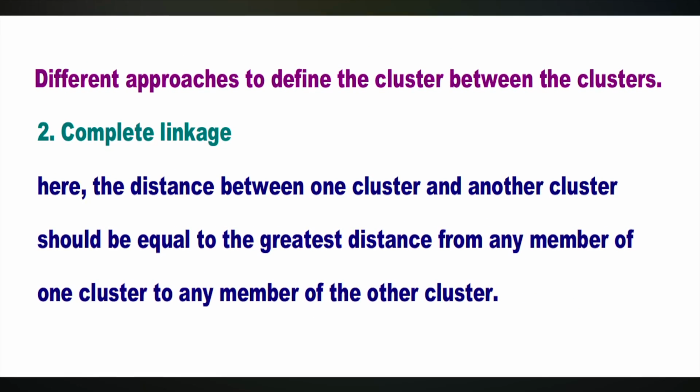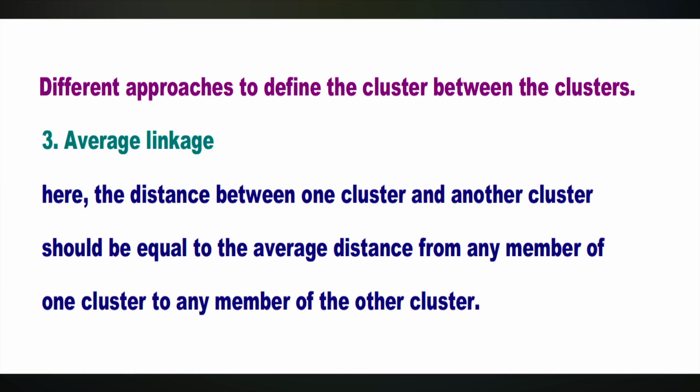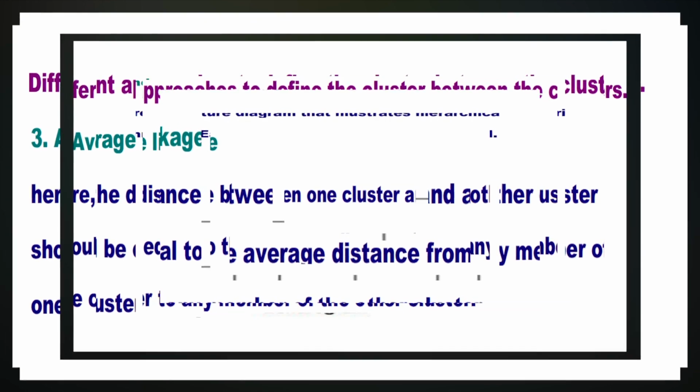The second one is complete linkage. Here, the distance between one cluster and another cluster should be equal to the greatest distance from any member of one cluster to any member of the other cluster. There is another method, that is the average linkage method. Here, the distance between one cluster and another cluster should be equal to the average distance from any member of one cluster to any member of other cluster.